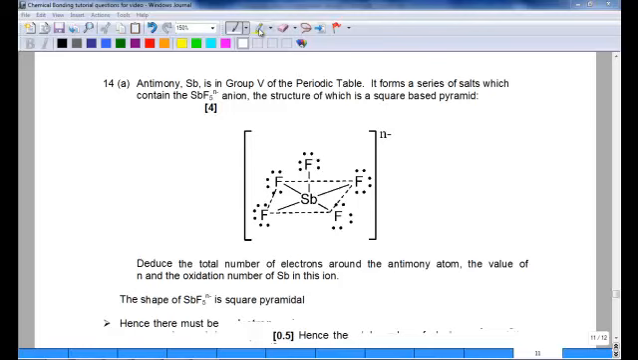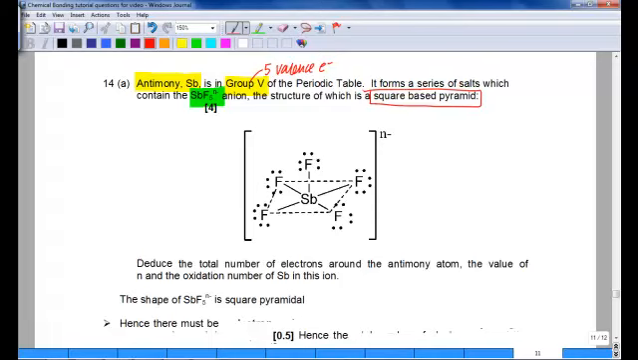Okay, we are at the last question, question 14. For question 14, we are given that antimony, Sb, is in group 5. Based on this, we know that it has 5 valence electrons. It forms a series of salts which contain this ion, SbF5 to the power n minus, and the structure is a square-based pyramid.